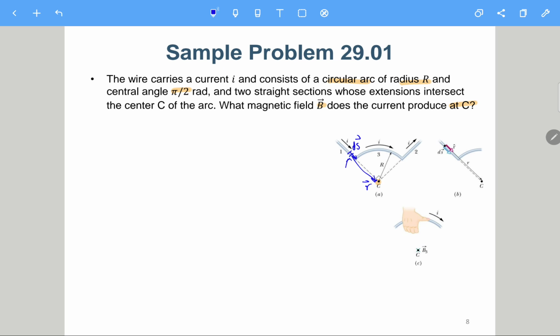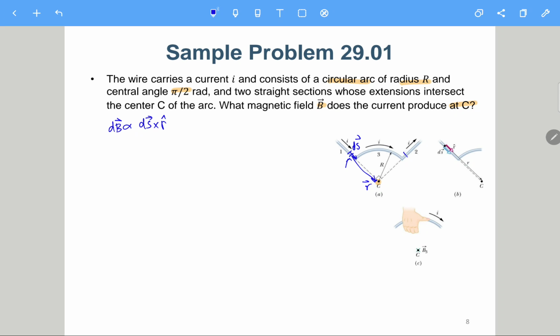Or R hat also points in this direction. As long as we use Biot's law, dB is proportional to ds cross R hat. For segment 1, ds and R hat point in the same direction, which means that when they cross, it will be a zero vector. So part 1 contributes nothing.